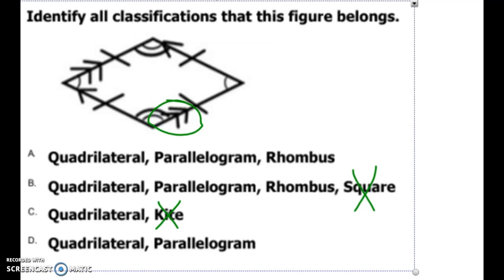Does it have four sides? Yes, it does. So I know quadrilateral is true. It has two sets of parallel sides, which we just said, so it is a parallelogram. But is it a rhombus? The answer is yes. Why? Because it has four congruent sides. So my answer to the question is A. It is a quadrilateral, a parallelogram, and a rhombus.